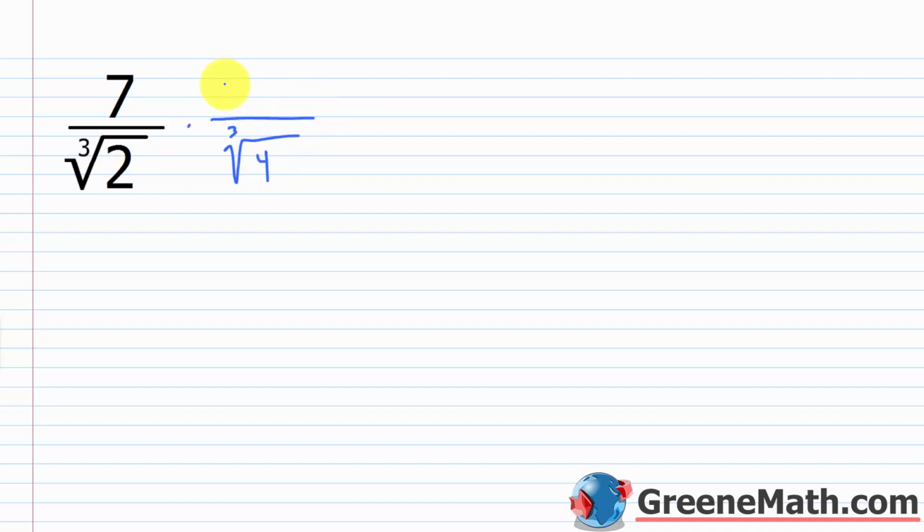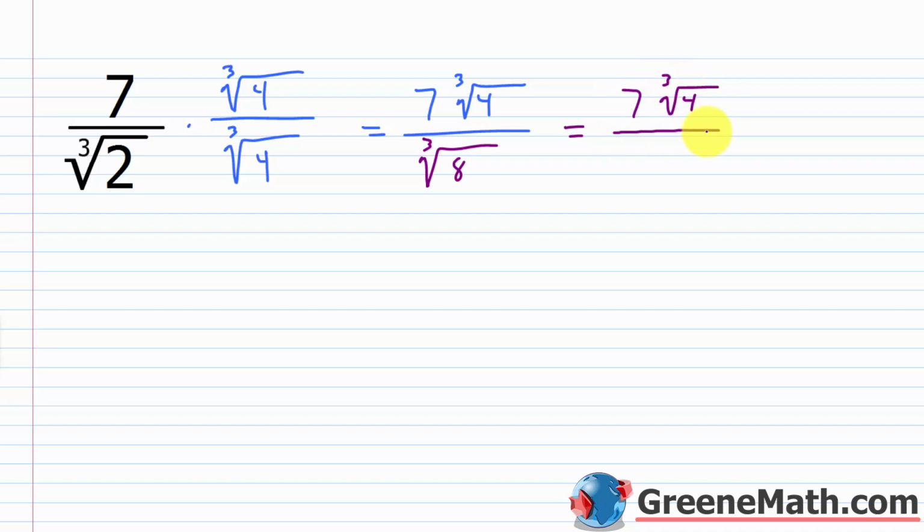And I got to do the same thing to the numerator to make it legal. So I would have 7 times the cube root of 4 over, again in the denominator, the cube root of 2 times the cube root of 4 would be the cube root of 8, which is just 2, right? So I'd have 7 times the cube root of 4 over 2.